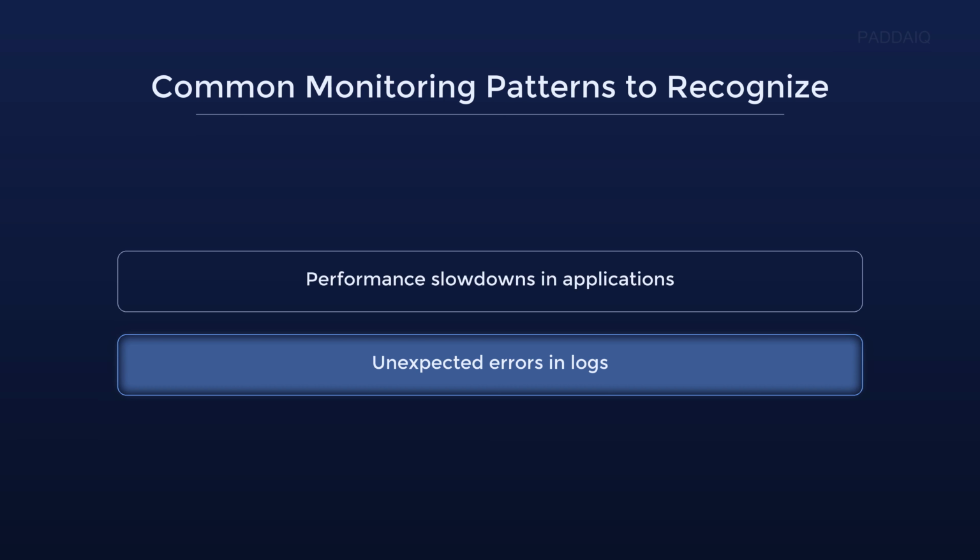Unexpected errors in logs. This means finding error messages in your system's log files that you did not anticipate and do not recognize. For instance, a user login process that usually works suddenly fails and generates a new, unknown error. Recognizing these quickly is essential for maintaining system stability.